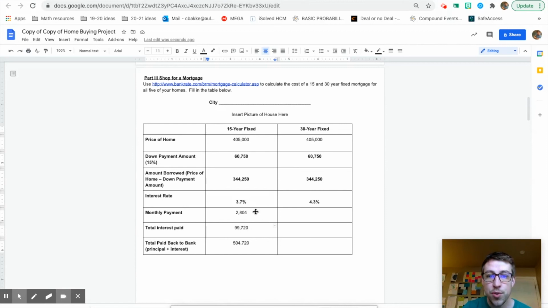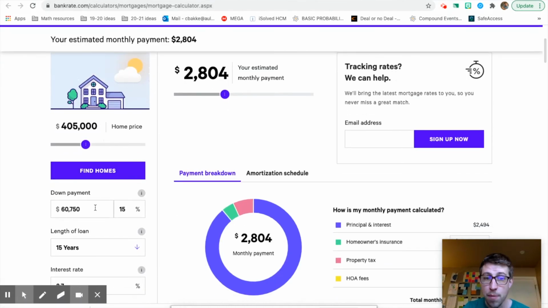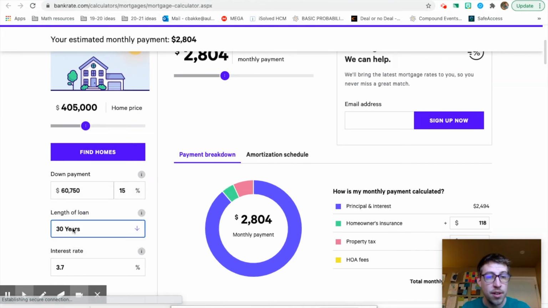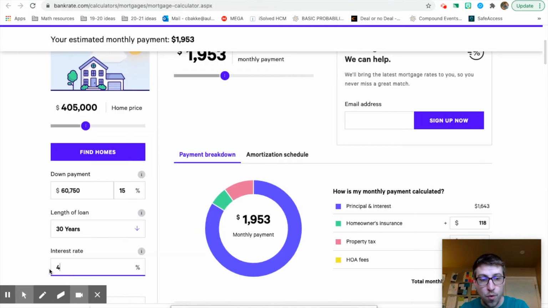So now we're going to do that same thing, but for the 30-year example, using the same information but changing the interest rate and the 30 years. So when I go back here, I'm going to keep the price of the home the same, the down payment the same. We're going to push that to 30 years, and we're going to grab that other interest rate, 4.3. And we will see a different monthly payment, $2,013.